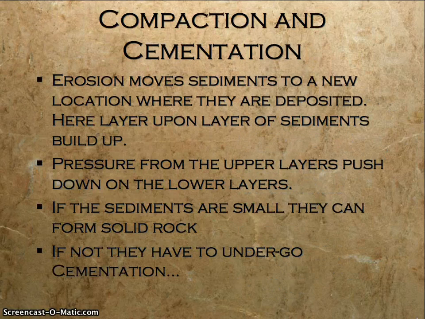Compaction and cementation. Erosion moves sediment to a new location where it's deposited. Here, layer upon layer of sediments build up. The pressure from the upper layers will then push down on the lower layers. If the sediments are small enough, they can form solid rock. Small particles such as sand, silt, and clay can stick together to form a solid rock by pressure alone. If they're bigger than sand, they have to undergo a secondary process known as cementation.